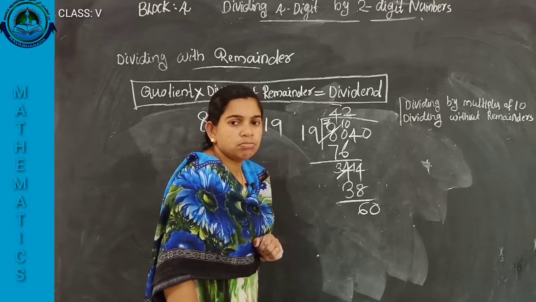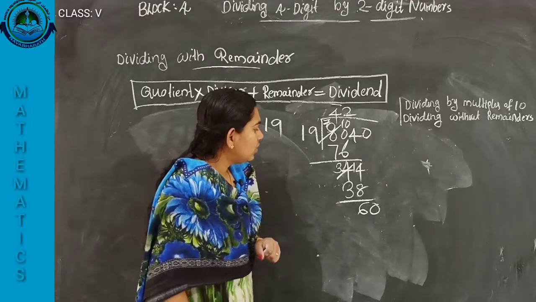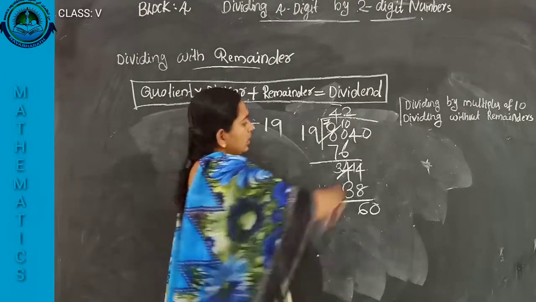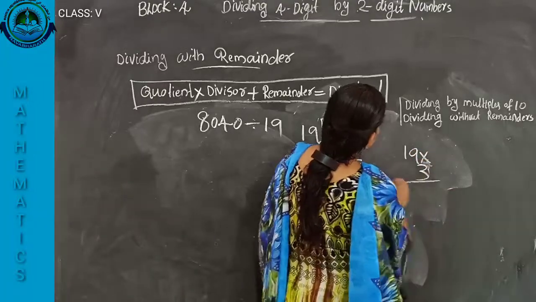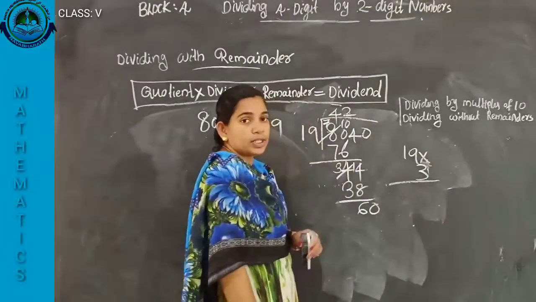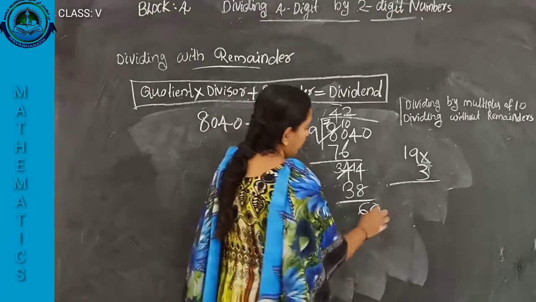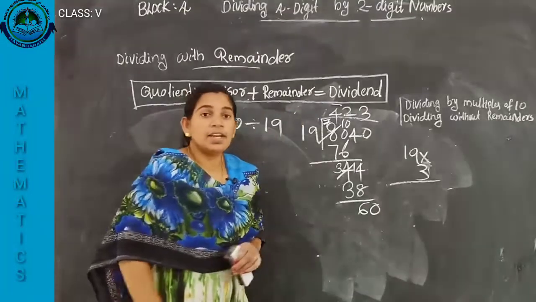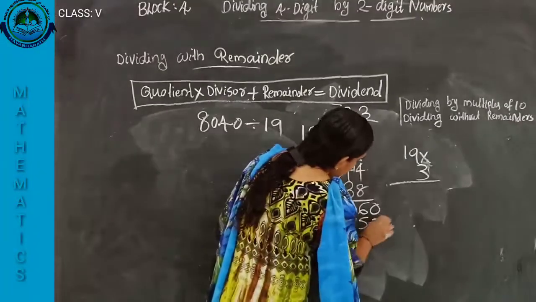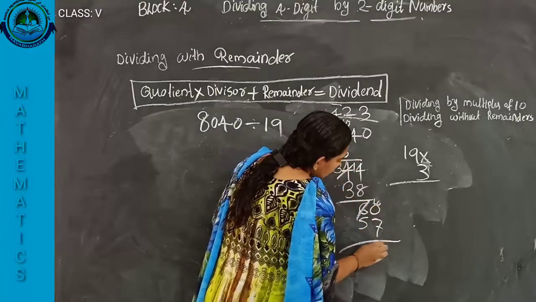Which number? Here 38. Here we needed 60. So above 2, 19 into 3. That we already found out. What is the value? 19 into 3, 57. So subtract, 60 minus 57, 3.